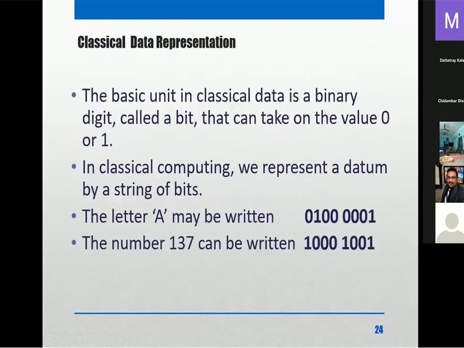So this is a representation of classical data. The basic unit in classical data is the binary digit called a bit, which can take on the value of 0 or 1. In classical computing, we can represent data by storing the bits. A letter A may be written as 0, 1, 0, 0. This is the bit value. The number 137 can be written as 1001001. So this happens in typical classical computers.